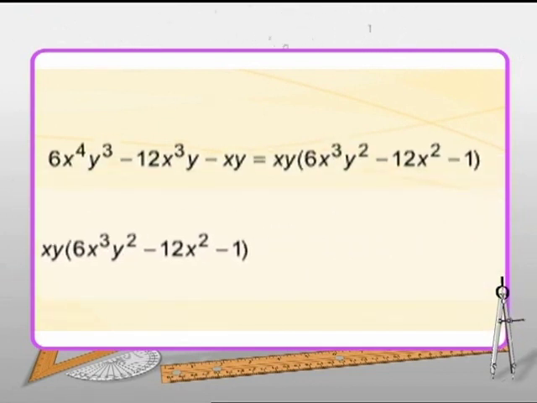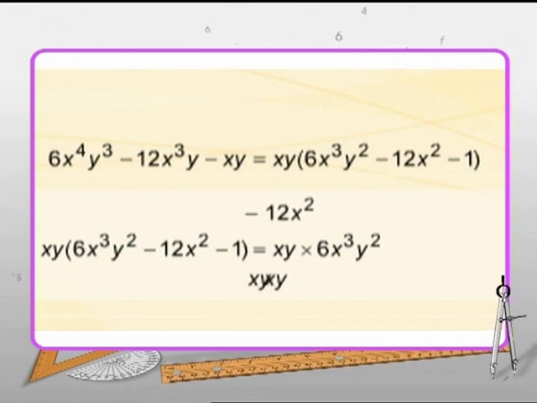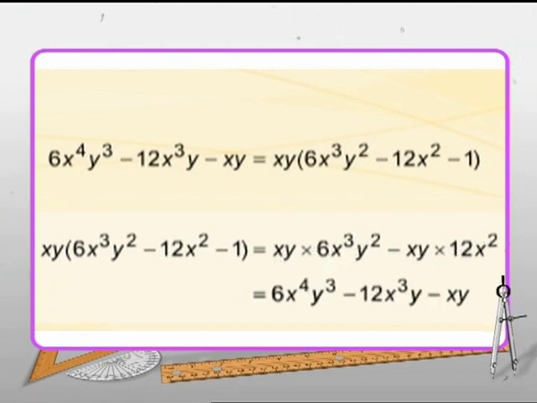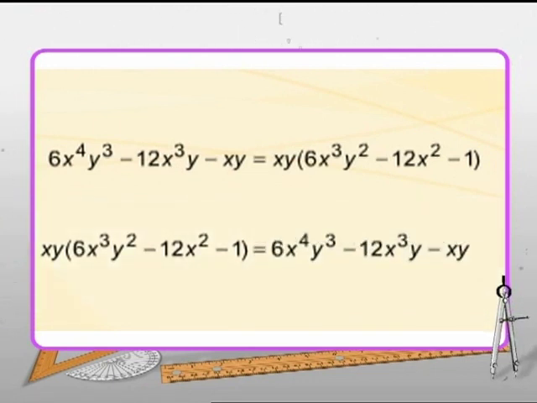Notice that by multiplying the common term to each of term inside the bracket, we obtain the original expression back. This way, we can verify if the factorization done is correct or not. Here, the factorization is the reverse of expanding brackets.